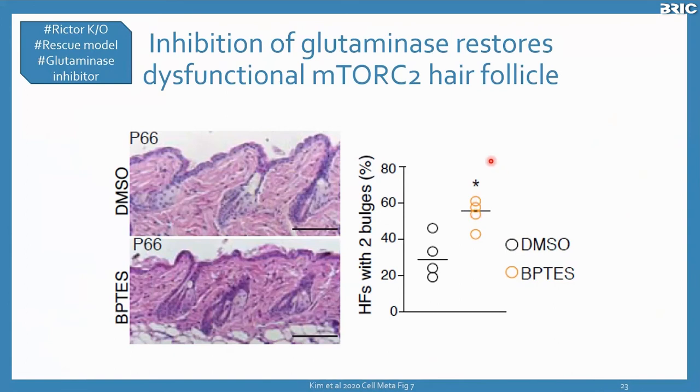So what I wanted to do here was, since glutaminase is important in the process of changing hair follicle stem cell fate, what if I were to inject glutaminase inhibitor into Rictor knockout mice? So I injected BPTS, that's the drug that I use to inhibit glutaminase in vivo. And when I injected BPTS into Rictor knockout mice, I was able to rescue the phenotype where I was able to see two bulges now instead of one with DMSO control. And this is a quantification that there was increased level of hair follicle with two bulges when treated with glutaminase inhibitor.